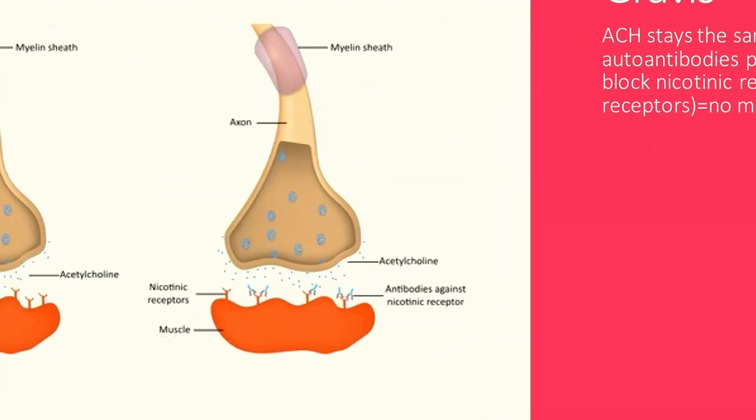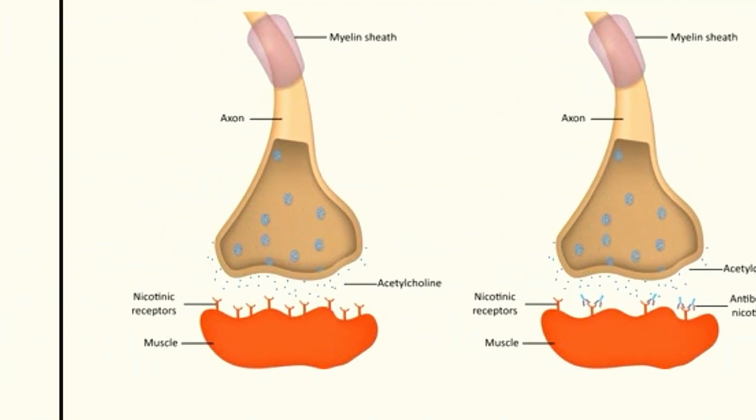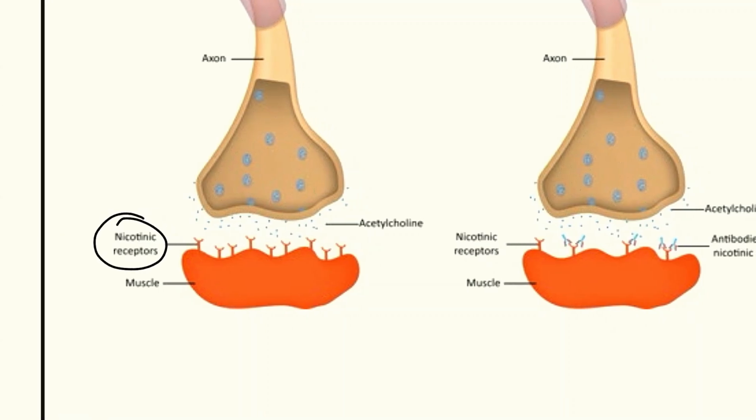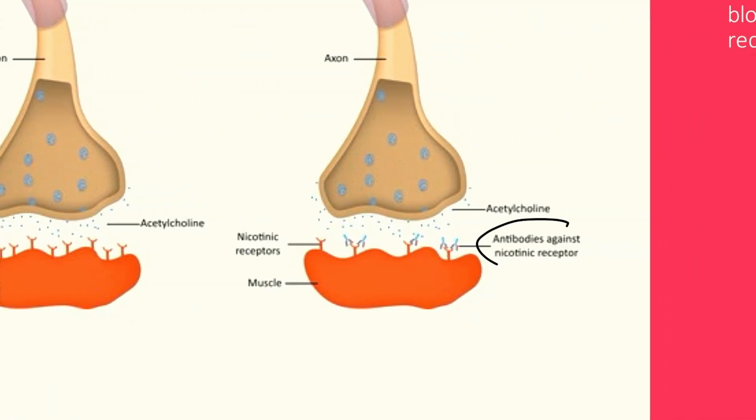So we have our normal neuromuscular junction at the bottom here. Remember, it's muscle, so it's nicotinic receptors for acetylcholine. And now look at the myasthenia gravis one. Now we have these antibodies against the nicotinic receptor, and they're going to attack those receptors so that they cannot bind to ACh anymore. If they don't bind to ACh, the muscle can't contract as well.